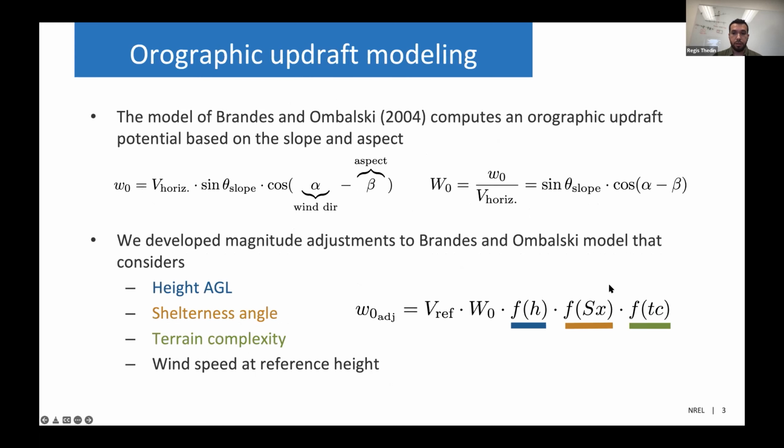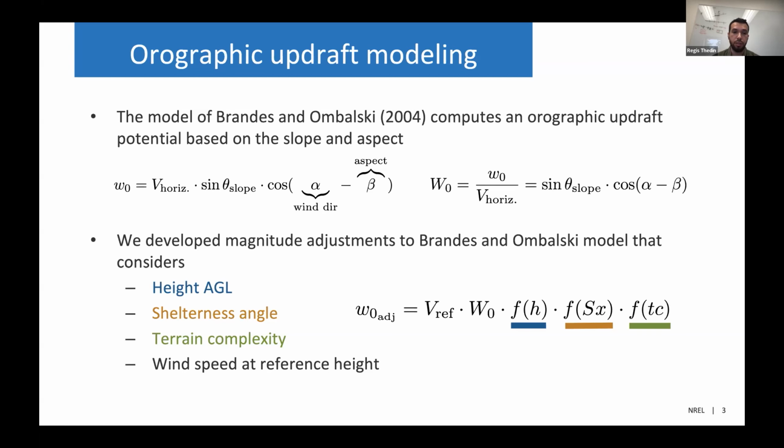So jumping into the orographic updraft modeling, we base our work on the work of Brandes and Ombalski from several years ago. They compute an orographic potential based on simple parameters, the slope and the difference between the wind direction and the aspect, and they use the horizontal wind speed. This model usually determines the correct sign of the updraft, but the magnitude is not really accurate. In fact, they use the horizontal wind speed, which, if you think of the boundary layer profile, increases with height.